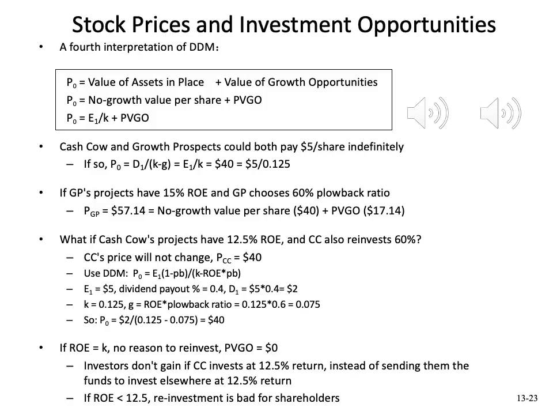So the earnings is $5. Dividend payout ratio 40%, which is 1 minus 60% plowback ratio. So the dividend will be $2 for the next period. K, 12.5%. Growth rate will be the return on equity times the plowback ratio, which is 12.5% return on equity times 60% reinvestment rate, which is 7.5%. So you calculate the stock price, $2 dividend divided by 12.5 minus 7.5%, $40.